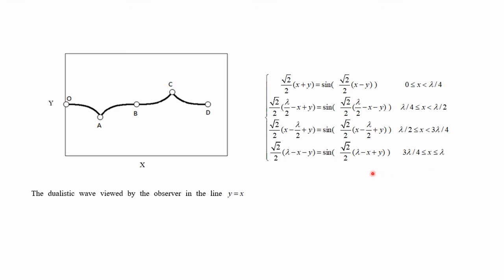And here we can see there are 4 equations. The first equation describes the curved infinitesimal line segment OA. And the second equation describes the line segment AB. And the third equation describes BC. And the fourth equation describes CD.